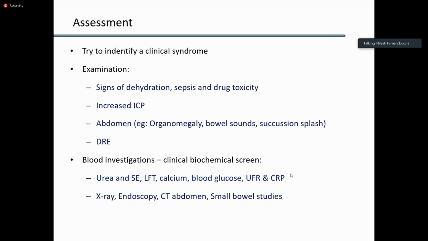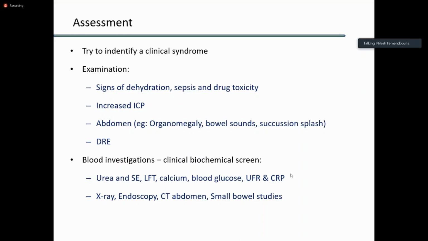Like I told you, try to identify the clinical syndrome. In your examination, see whether the patient is dehydrated, has sepsis, and look for evidence of drug toxicity, increased intracranial pressure, and abdominal symptoms. Palpate the abdomen and see whether there's any organomegaly. How are the bowel sounds, increased or diminished? Use a suction flask to see whether the stomach is obstructed. And it's a good thing if you can do a DRE, to see whether there are stools in the rectum.